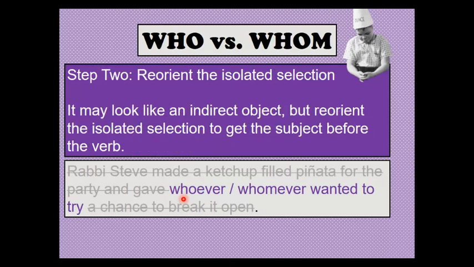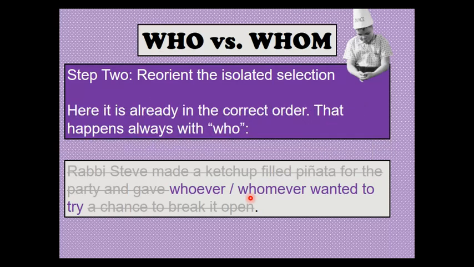So step 2 is take what you have and see if you have to reorient it. Sometimes things aren't in the right order. That happens sometimes. So I want to find the verb, which is wanted, and make sure that the subject's in front of it. Well, the only choice I have is whoever or whomever, so that must be in the right place. There's no way of reordering these words, so I'm going to leave them exactly how they are. And that happens oftentimes with whos. Oftentimes when you come across the who, you don't need to move it.